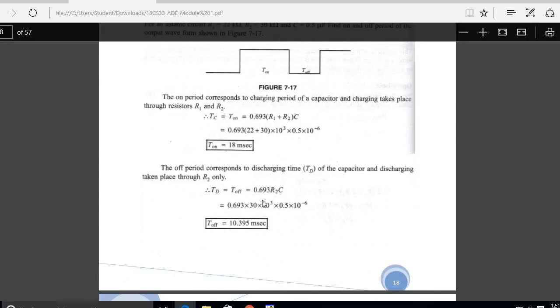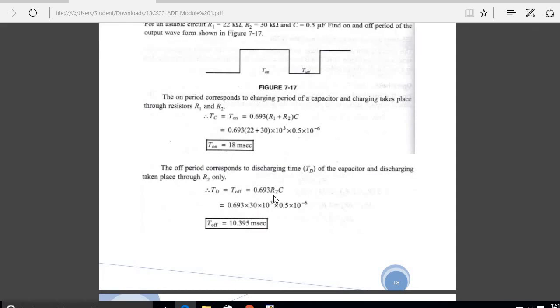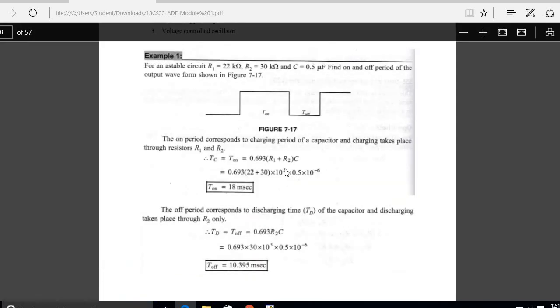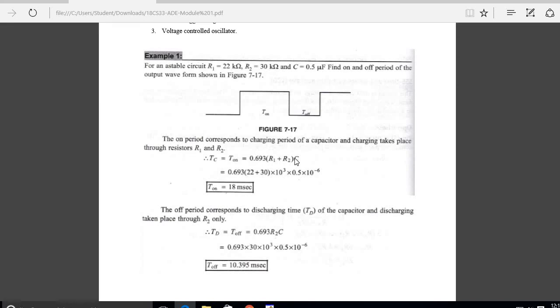Same thing, the formula of T off is 0.693 R2 C. Okay, directly we know what R2 is. R2 is 30 into 10 power 3. C is 0.5 into 10 power minus 6, and after substituting these values, we'll get T off. This is a simple problem. Directly the values have been given, directly you have to substitute and get the value, but you have to remember the formula.